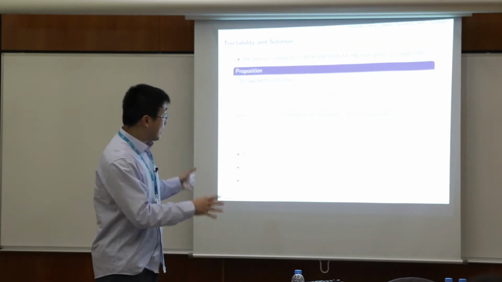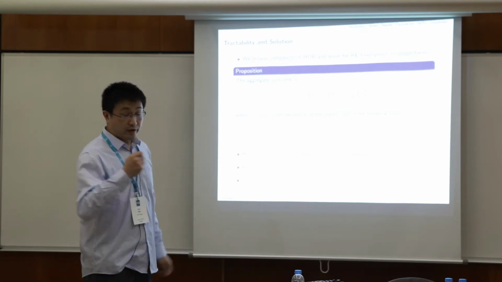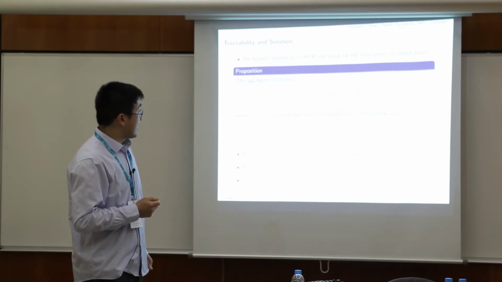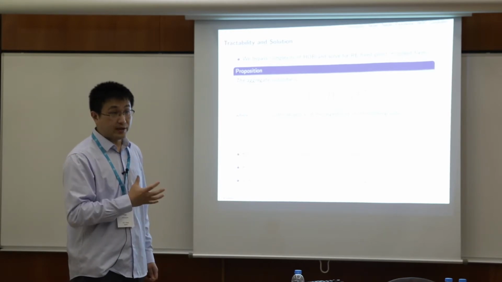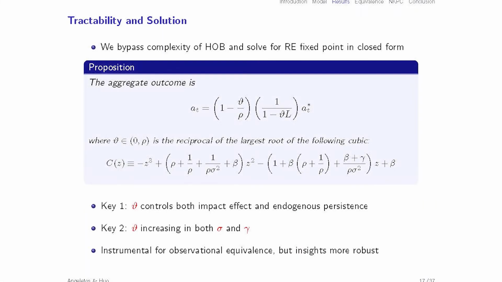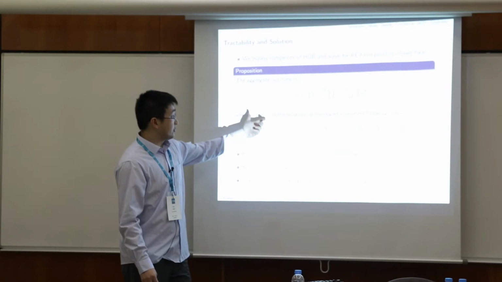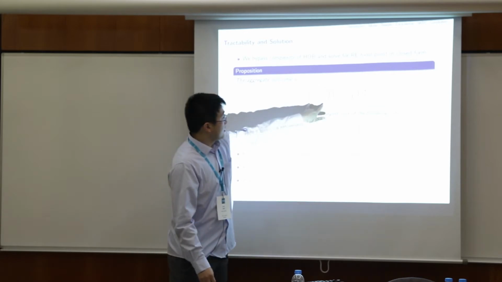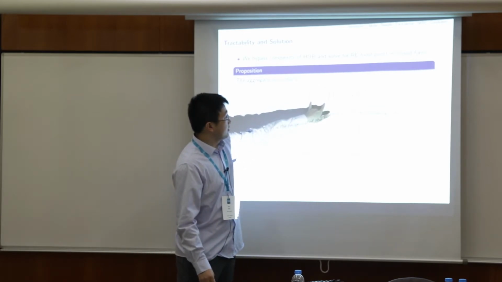So we're going to bypass the complexity of these higher order beliefs, and we're going to solve this fixed point directly. What happens is the aggregate outcome in this case, with incomplete information, is going to look like the following. Remember that a_t star is the solution under complete information, which is proportional to the fundamental itself. With incomplete information, it does two things. There's going to be a scalar theta between 0 and rho, and this theta is going to control two things. First, this constant will be less than 1.